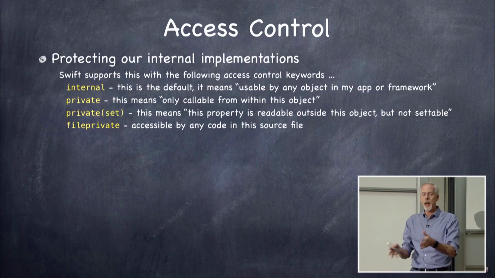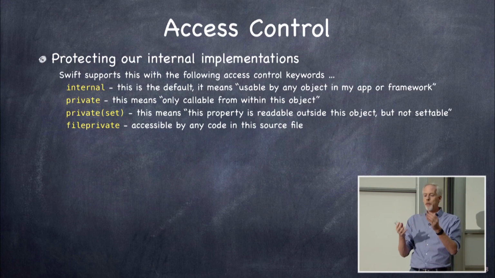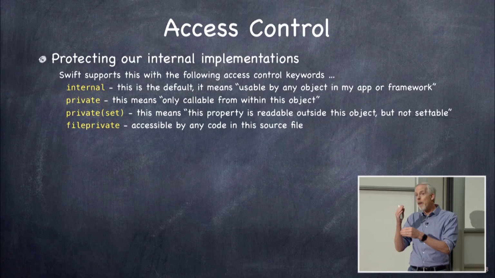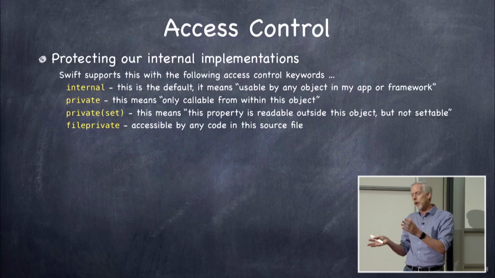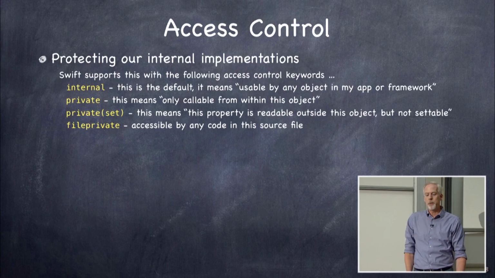It doesn't have to just be one class, which is what we've done so far. And file private means anything in that file can access each other. So classes, 4 classes in there, they can all access each other's methods. That's what file private means.